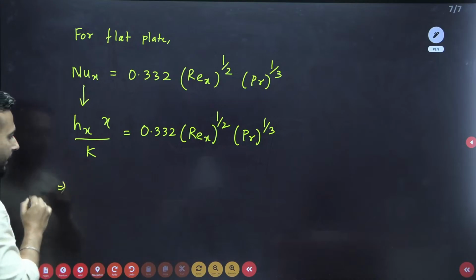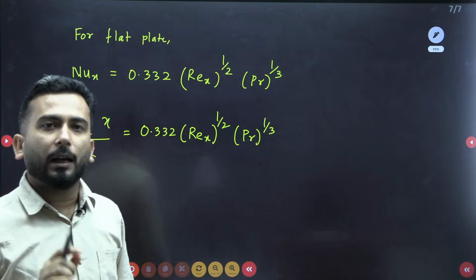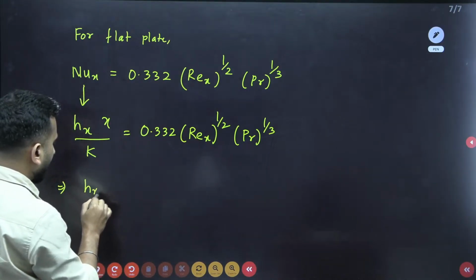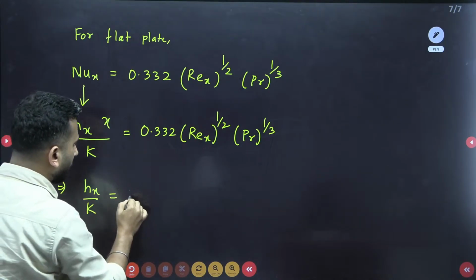Now see how h is varying with x, that also I can tell from here. How the h value is varying with x, that also I can tell from here. See, hx is there, by k is there, this x I will bring it down.